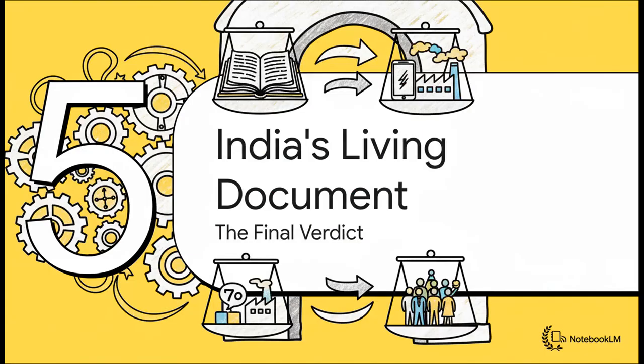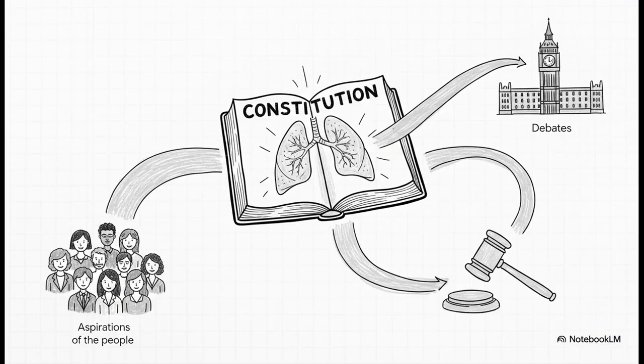Okay, so we've reached the final section. Let's tie everything together now. We started with a puzzle, remember? How can a 70-year-old book still be our guide? Let's deliver the final verdict. The secret to our Constitution's success is not that it's perfect or set in stone. Actually, its success is because it's not set in stone.